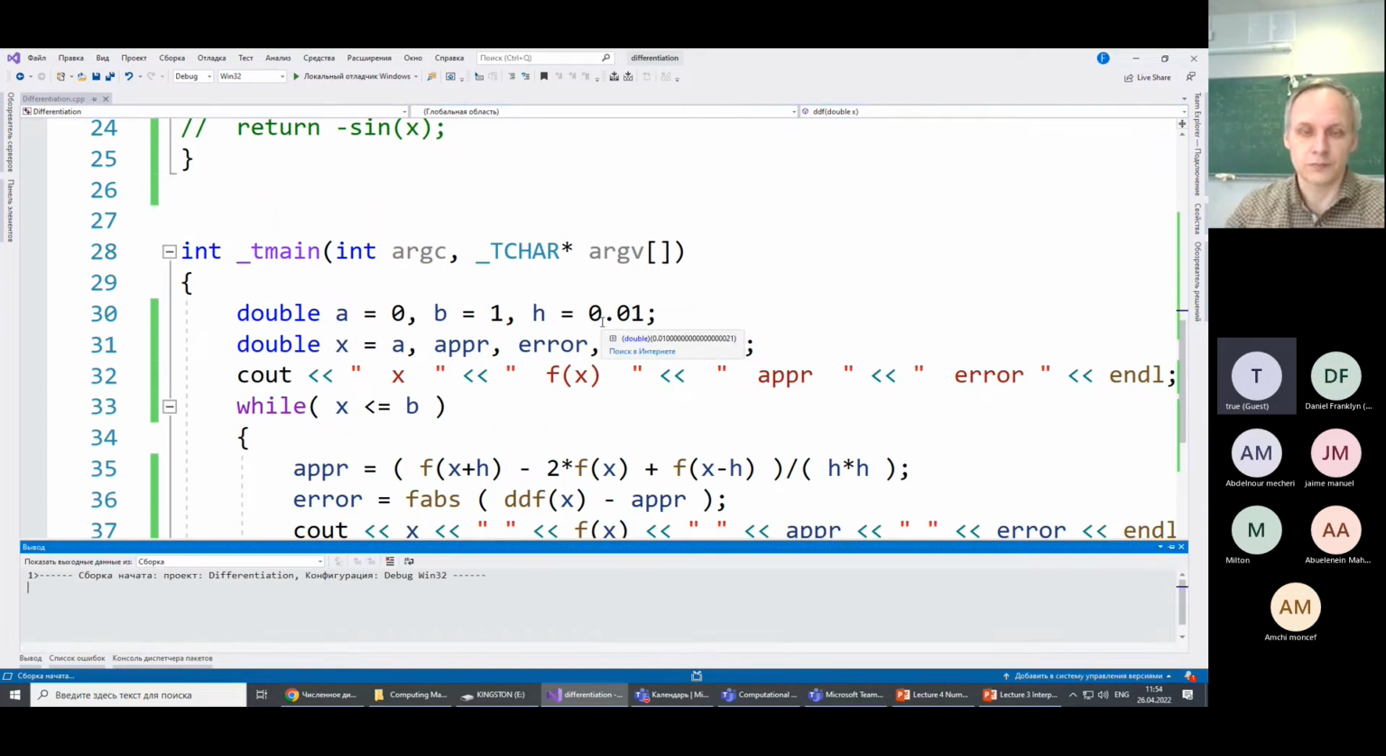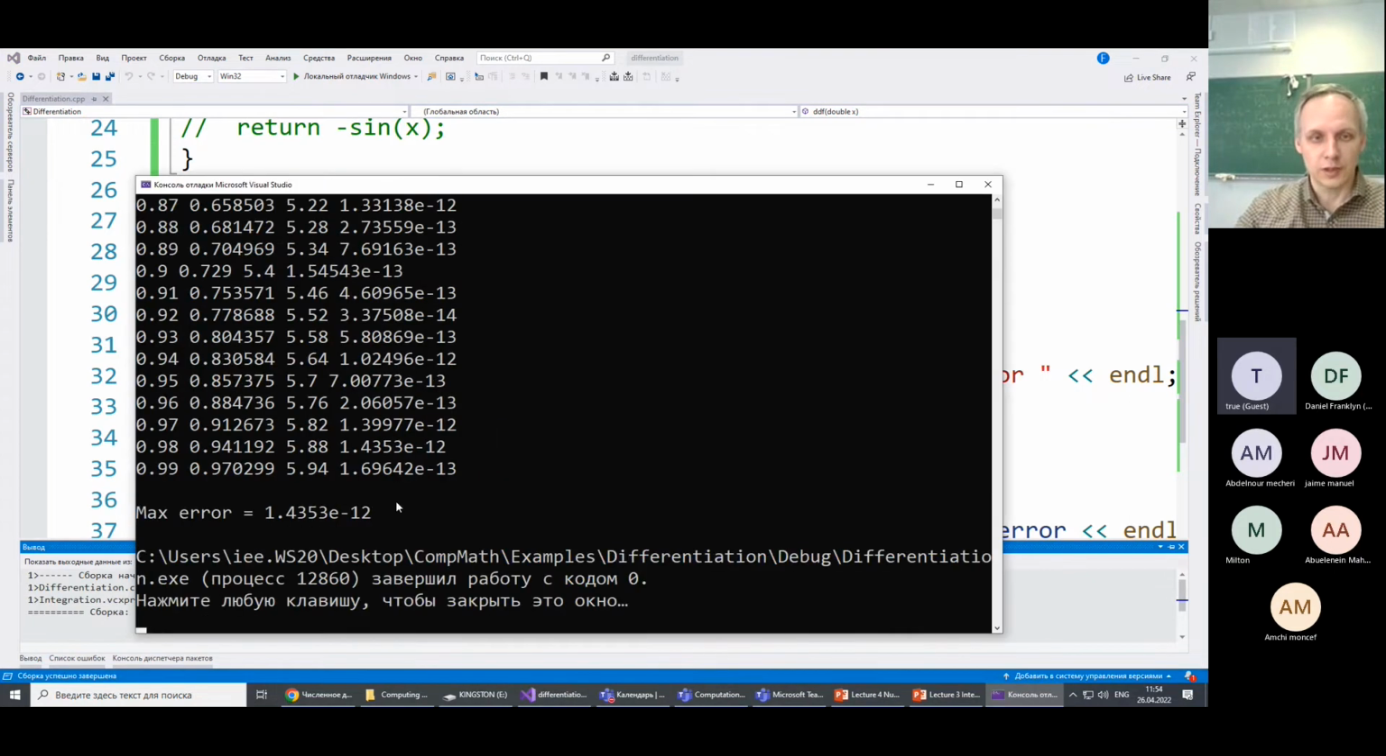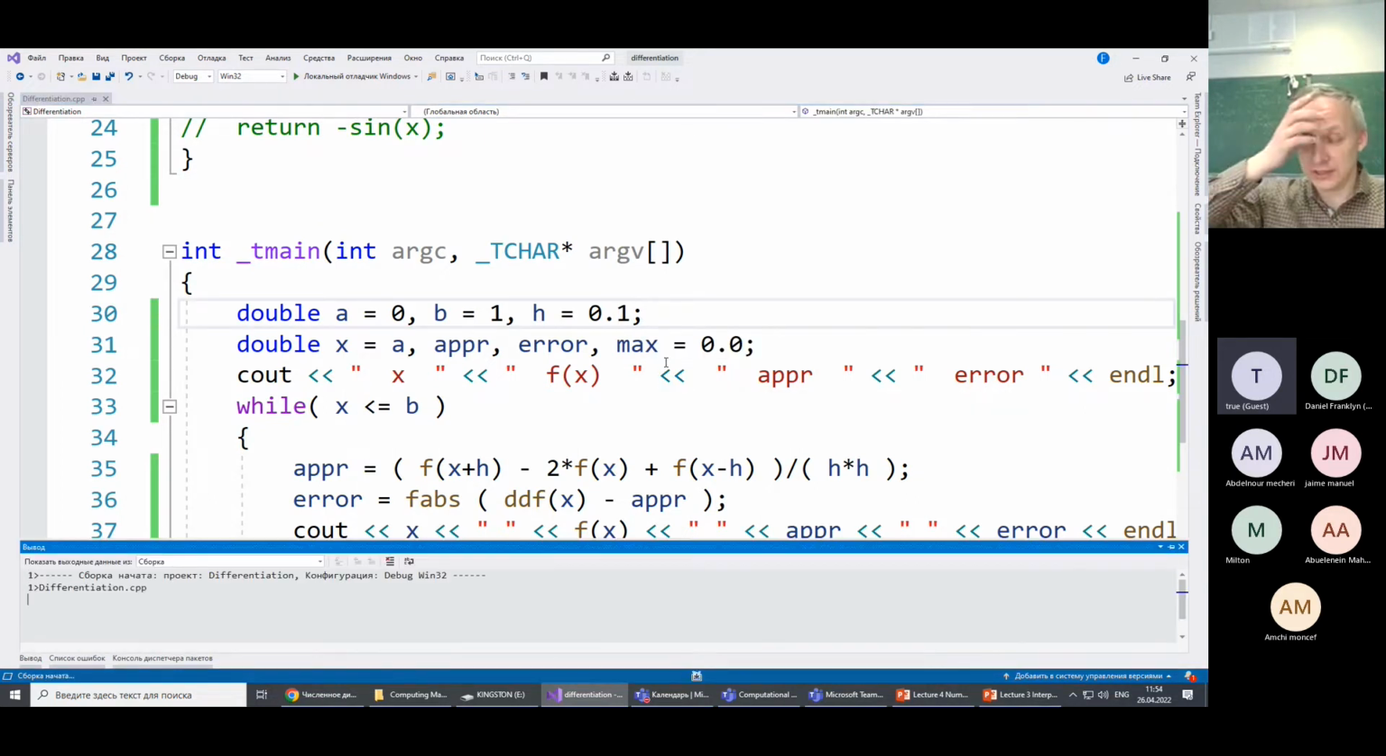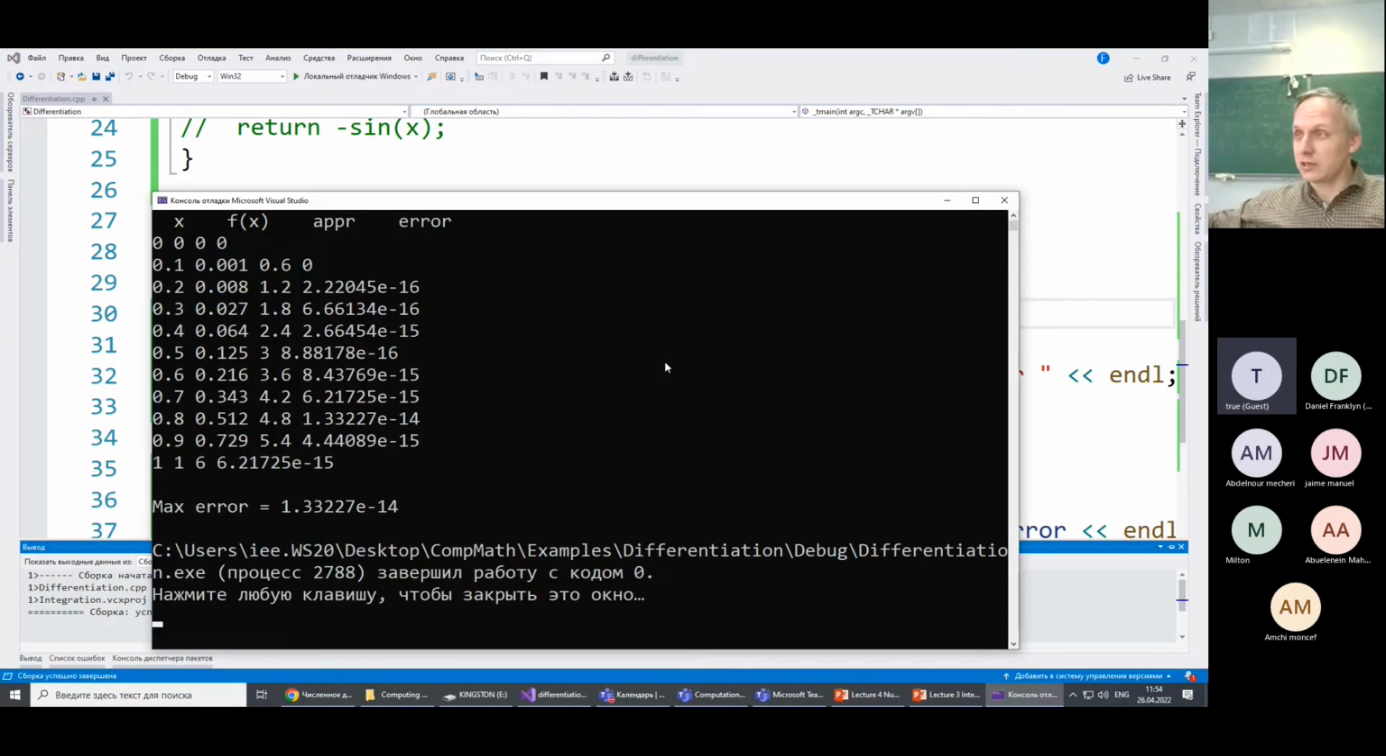Let's check. Yeah, we see that their error is very small. It approximately equals to machine 0. If we compute this value on a paper, using pen and paper, we get exact 0. But on computer, we have very small value, 1 times 10 power minus 14. Very small value.